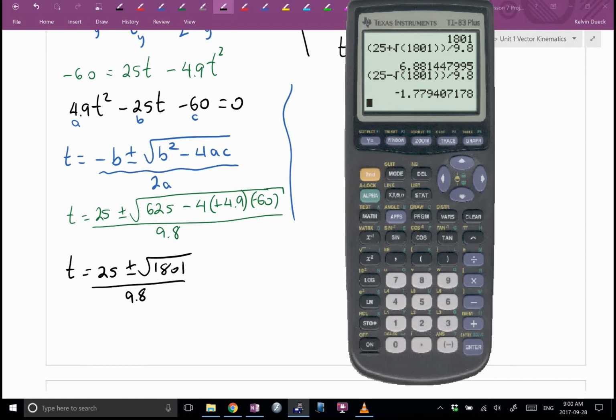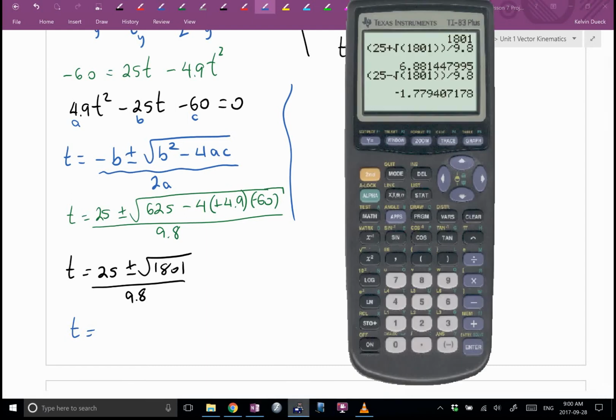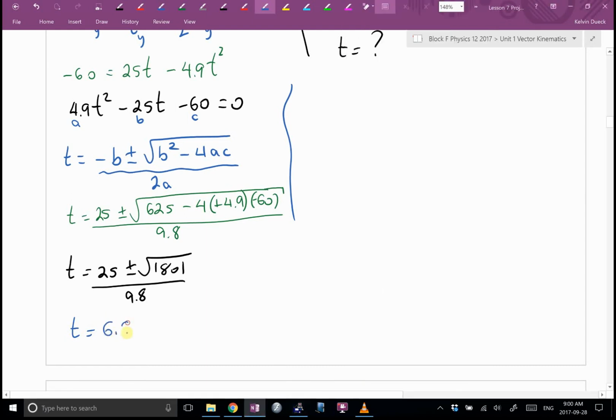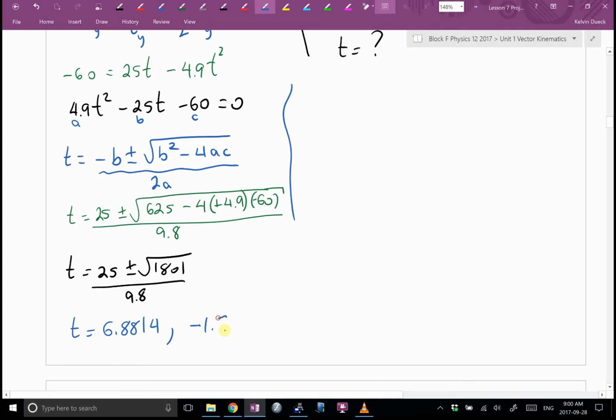Those of you that have the solver, you also get 6.881 and so on, and negative 1.7794. Yes? Let's write those down. t equals 6.8814 and negative 1.779. With a quadratic equation, you'll always get two roots.